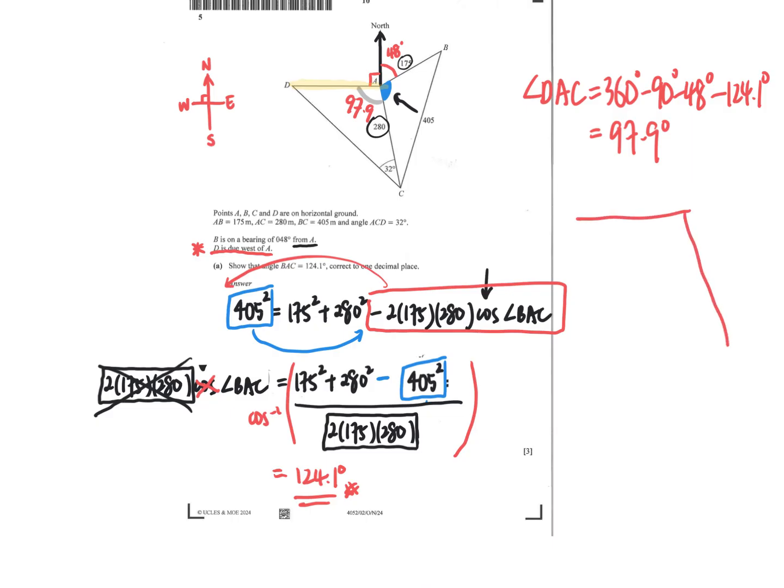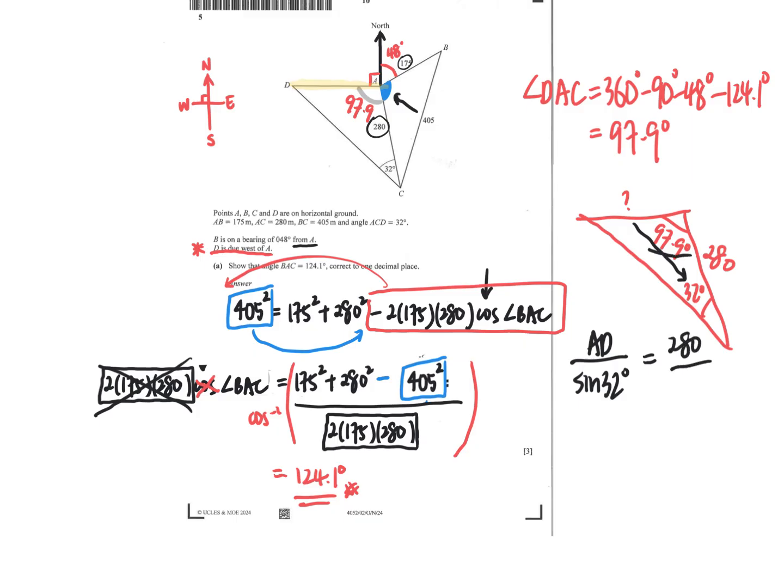So you see, this is the 97.9. This is the 32. I know this is 280. I want to find this. So match the two opposite sides. AD must match with sine 32. And then your AC, which is 280, must match with this angle, which you can find also. So 180 minus that, minus 32. This angle is 50.1. So sine 50.1. Okay, so AD.